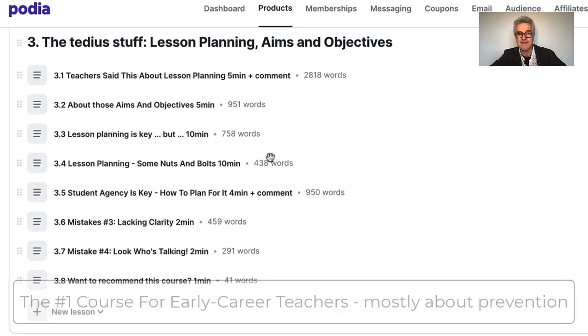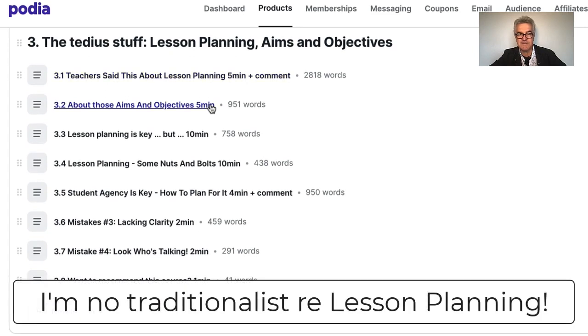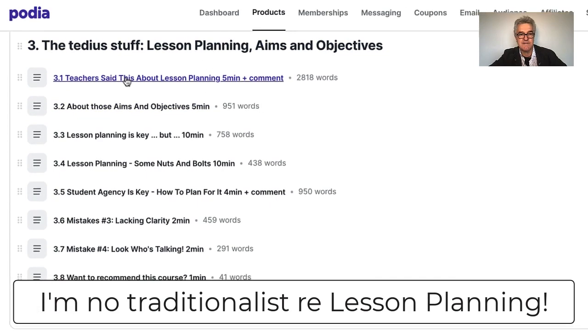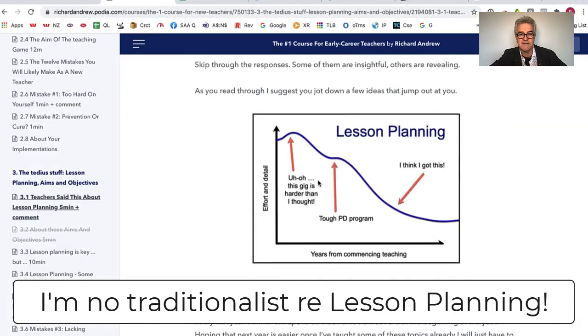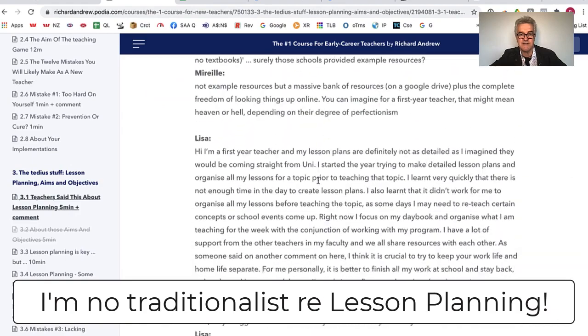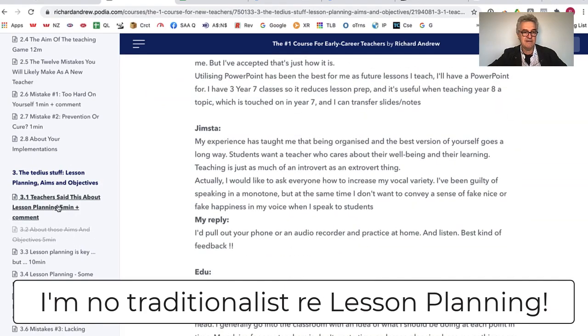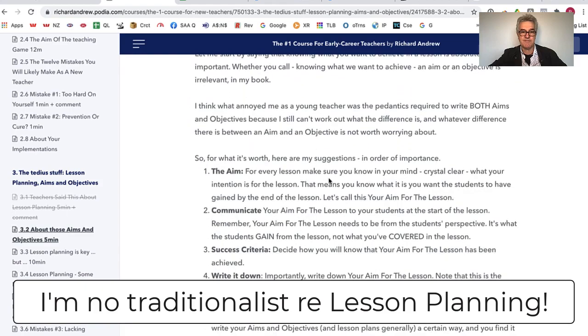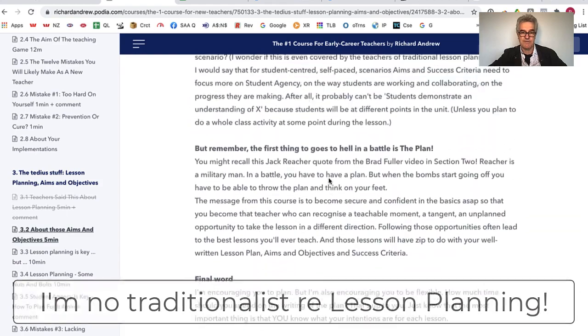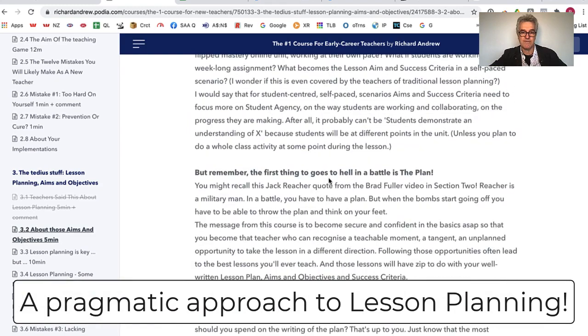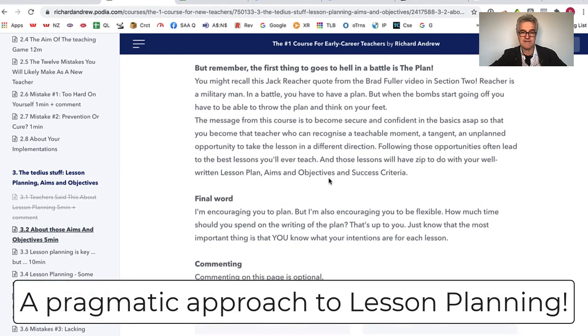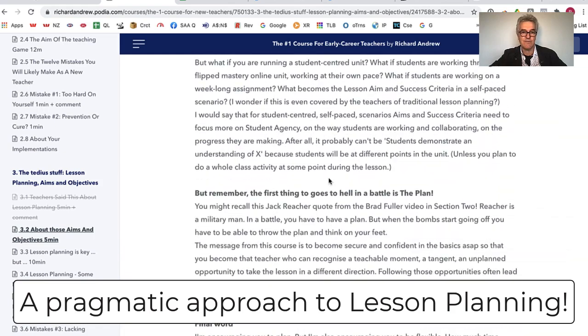I had to think a fair bit about how I was going to cover this because I have never towed the company line on lesson planning and aims and objectives. I actually asked, in a Facebook group, I asked teachers about their lesson planning. So in 3.1, feedback from teachers, this is what people said. So you can have a look at that. It's quite interesting. And then this is my take. I sort of put forward a very reasoned argument as to what's really important about planning, what the difference between aims and objectives are and how to tackle it and where to spend your time.